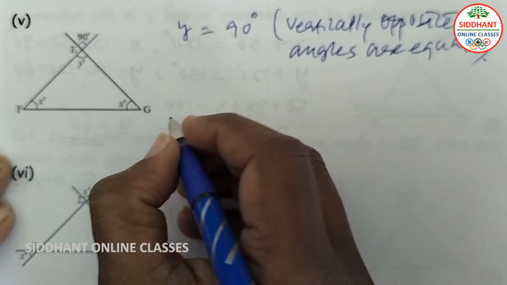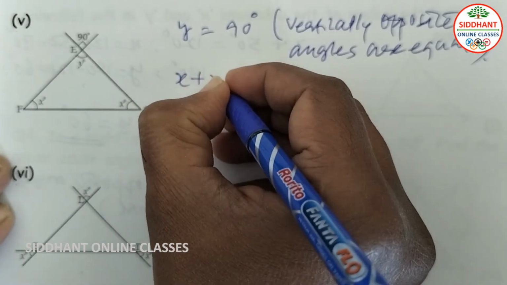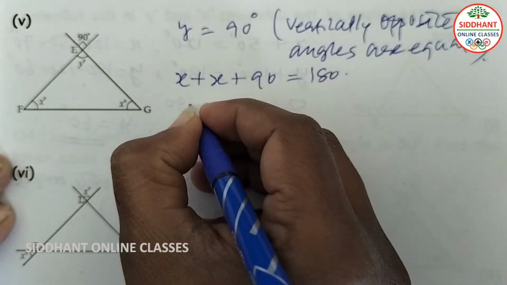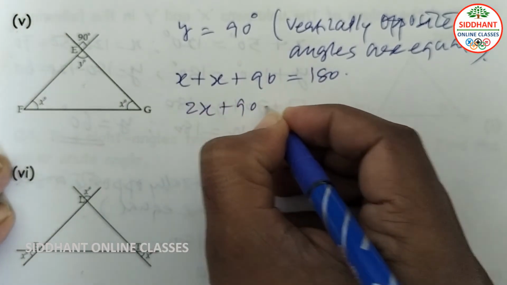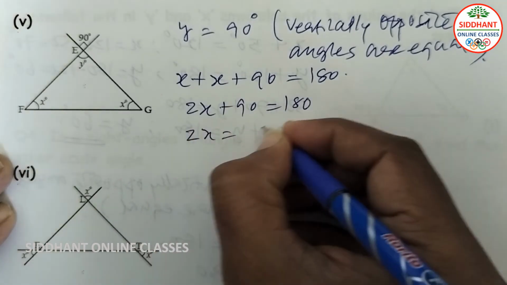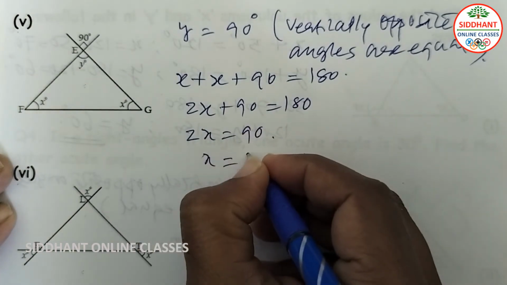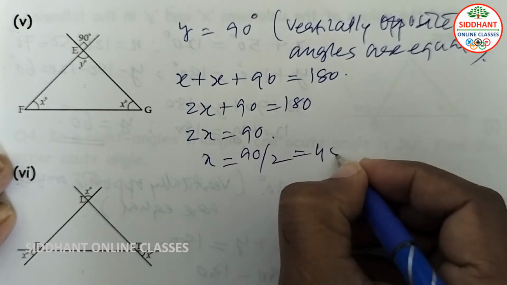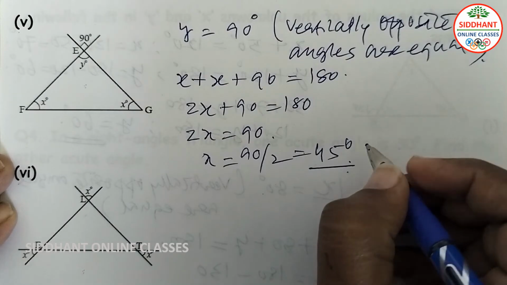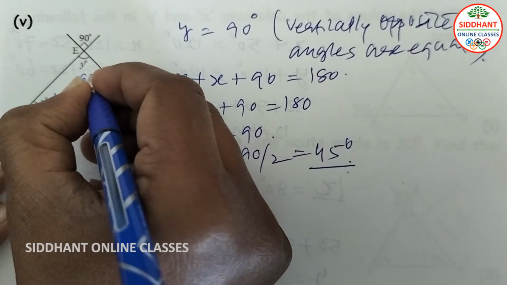Then y is 90. And we know that the sum of angles is 180. So one angle is x, the other angle is x, y is 90, that equals 180 here. Then 2x plus 90 equals 180 here. So 2x equals 180 minus 90, that is 90. And x is equal to 90 by 2, that equals 45 here. So x value is 45 degrees and here 90 degrees. That means this is 45, this is 45 and this is 90 degrees here.